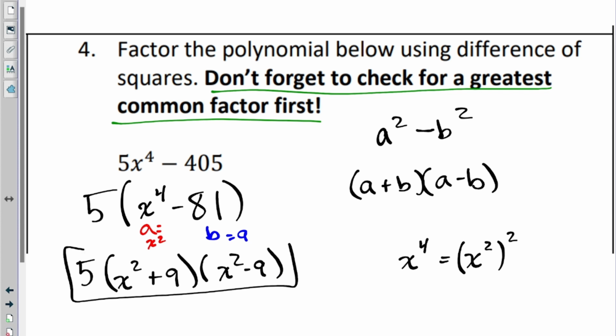And that's it. So this was kind of just, do you know the rule? Do you know what difference of squares means? And if you don't, write it down on your note sheet. This is important.